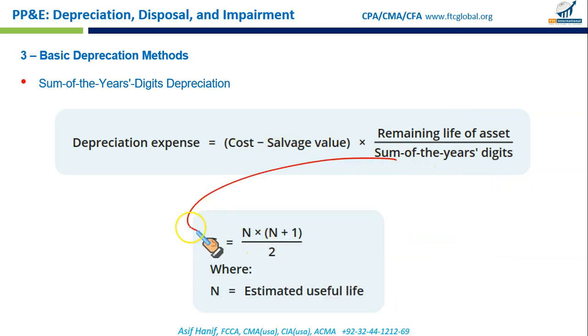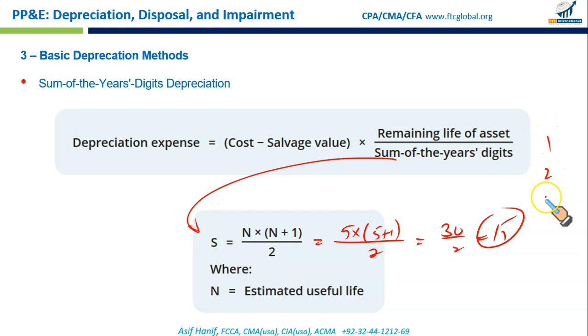There's another quick way to find the sum of the year's digits. Simply put the life of the asset, like in the example 5, into 5 plus 1 over 2. If you simplify, it's 30 by 2, which is 15. So instead of just adding 1 plus 2 plus 3 plus 4 plus 5, you can simply calculate the sum of the year's digits directly using this formula.